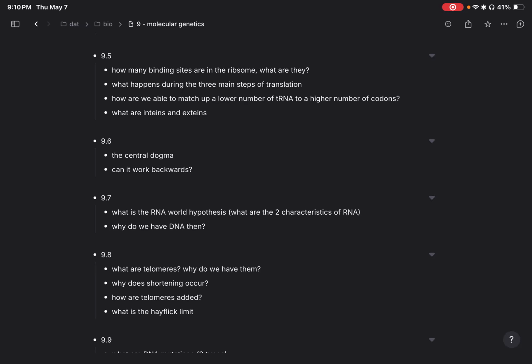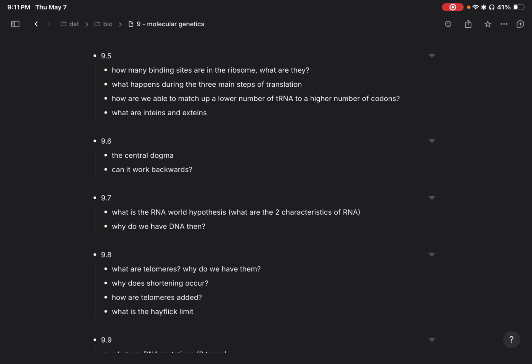So, what does each site imply? Acceptor site, aminoacyl site: that's where the amino acid will come in and join. For the very first step, I'll talk about that in initiation. Peptidyl site, that's where the growing peptide chain is held. Exit site, that's just where the tRNA exits.